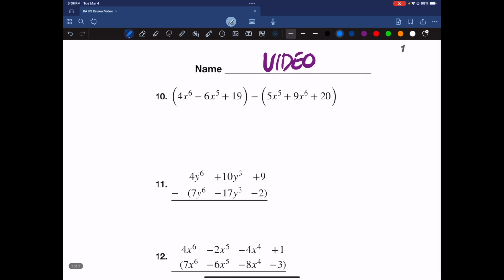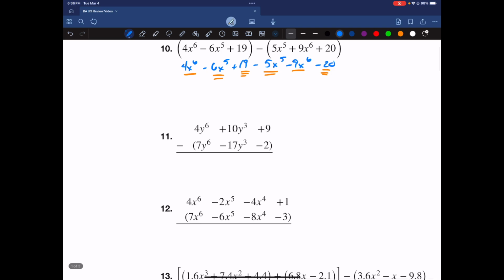Okay. Let's do it again. We have 4x to the sixth minus 6x to the fifth plus 19 minus 5x to the fifth minus 9x to the sixth minus 20. Right? x to the sixth, x to the sixth, x to the fifth, x to the fifth, constant term, constant term.